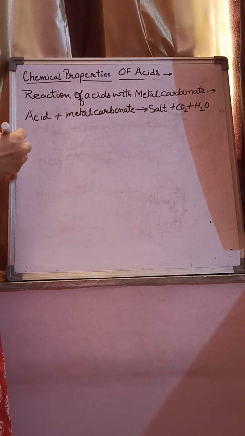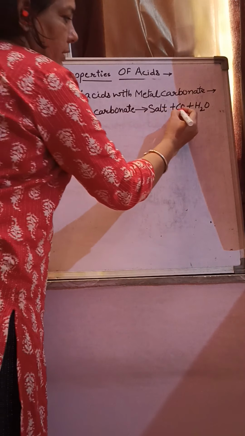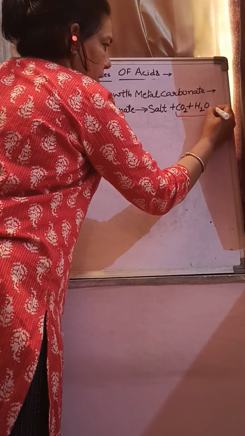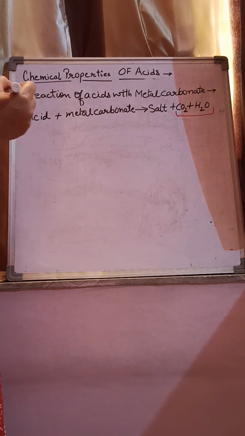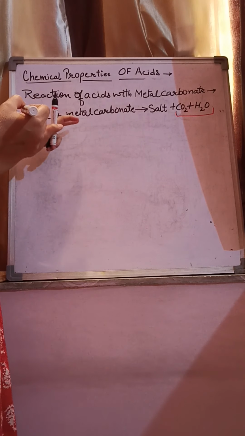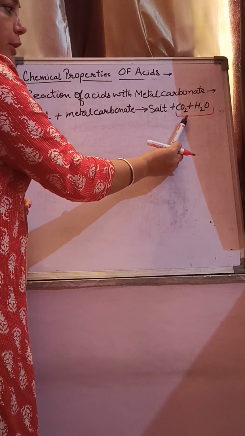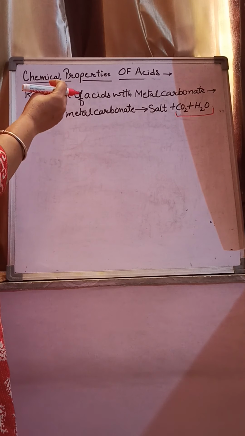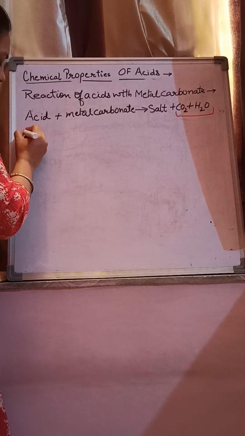As you can see, two products are fixed in this reaction: release of carbon dioxide and water. So again, we will discuss one of the tricks to learn this reaction. When acid reacts with metal carbonate, there is a formation of salt, carbon dioxide and water. Let us take an example of a metal carbonate and an acid.